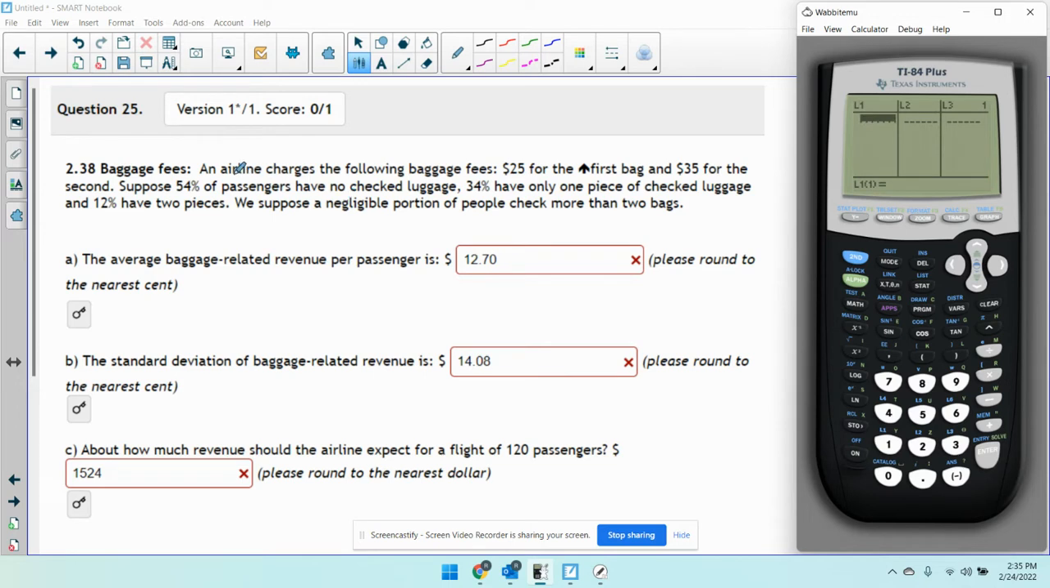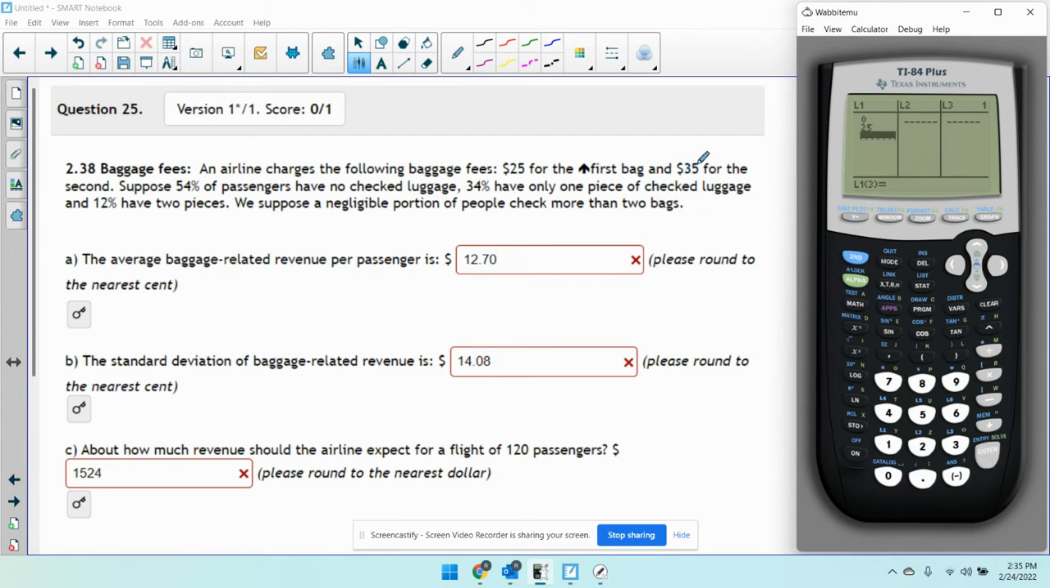So let's see here. An airline charges the following: $25 for the first bag. So some people won't check a bag. So that's going to be one outcome, 0. Now, if they check one bag, they're paying $25. So that'll be another outcome. Now, here's where it's a little confusing.